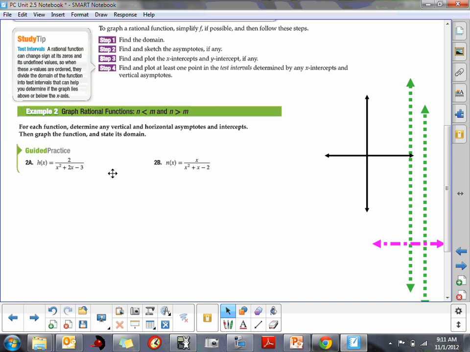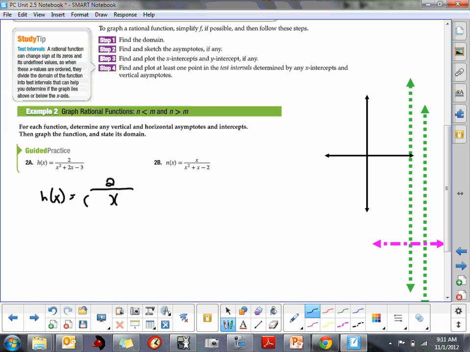So for each function, determine any vertical and horizontal asymptote, the intercepts, then graph the function and state the domain. What is always helpful with any of these rational functions is to make sure that you have both your numerator and denominator in factored form. In the denominator, we can factor this so that we have an x plus 3 and x minus 1 in factored form. When it's in factored form, it shows you the information about vertical asymptotes and domains much easier. So this form is an advantage whenever you're trying to find restrictions on the domain.